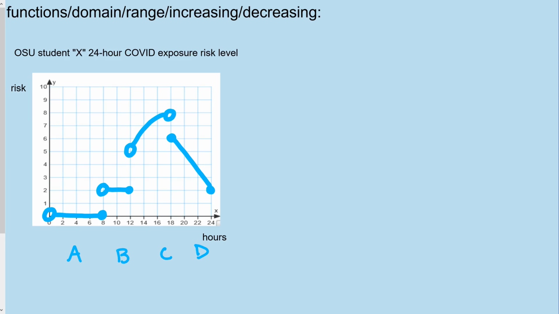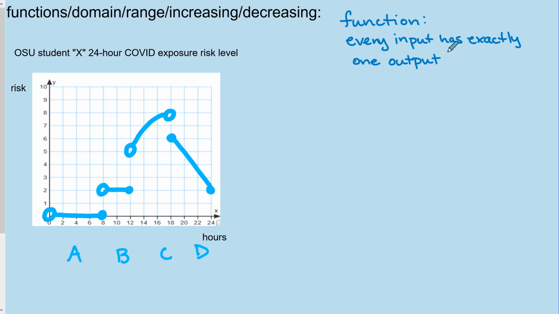What I want to do now is use this graph to talk about functions, domain, range, increasing and decreasing. So is this the graph of a function? Well, remember, a function is a special kind of relation where every x value has exactly one y value, or every input has exactly one output. Not more than one. If it's an input, if it's in the domain, then it has only one and not more than one output.